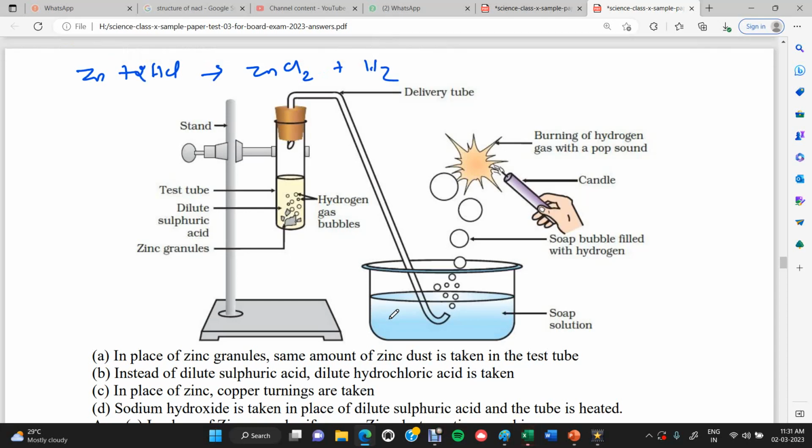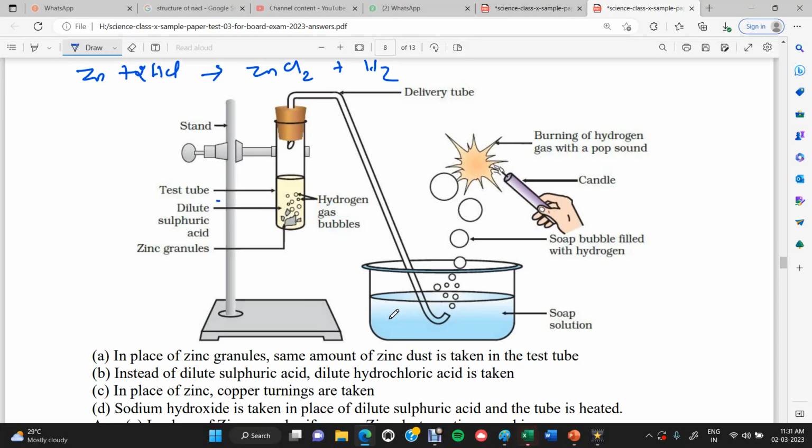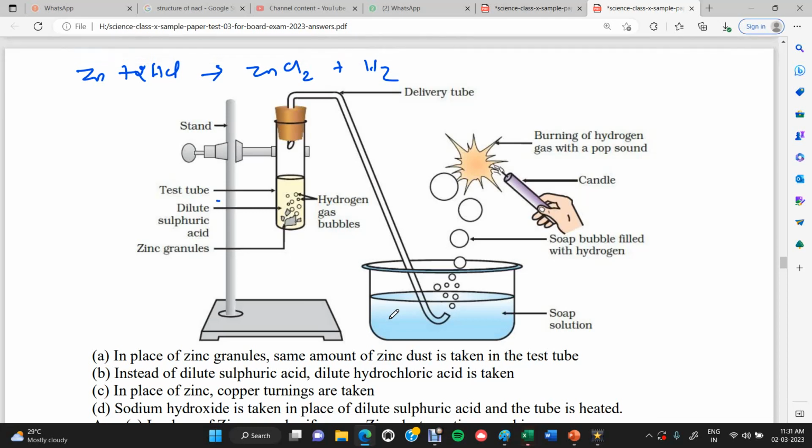If you balance this, 2HCl, so 2 hydrogen, right? So this is the equation. Hydrogen will be produced and collected here, and that will be tested by lighting a burning candle. Hydrogen is highly inflammable. When the soap bubbles come out, if we bring the candle near the soap bubble, it will break with a pop sound. That indicates the presence of hydrogen, because hydrogen is highly inflammable, right?